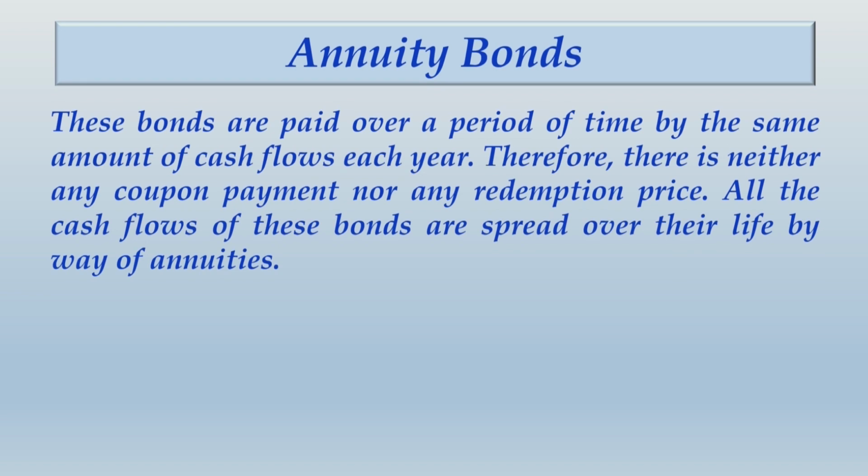These bonds are paid over a period of time by the same amount of cash flows each year. Therefore, there is neither any coupon payment nor any redemption price. All the cash flows of these bonds are spread over their life by way of annuities. So, do one thing, quickly write this paragraph about annuity bonds, and then we make calculations about the same. Alright friends, you would have finished writing this as well. Let us move ahead and take up some questions relating to this concept.